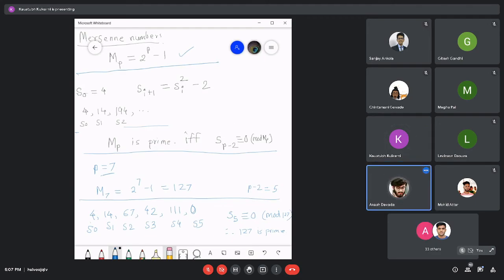Excuse me, sir. Yes. Sir, for every sum, will the sequence be defined with S0 always equal to 4? Yes, S0 is always 4. You'll always start with 4.